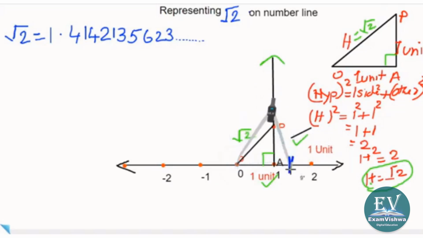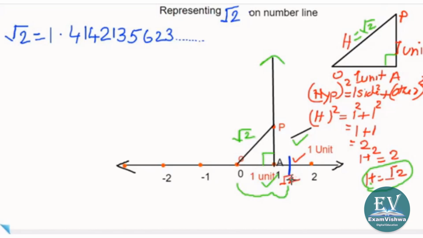And now I will mark √2 on number line. Very good, I marked √2 on number line. My work with the compass is done. So √2 is marked on number line. This length is equal to √2. This is equal to √2 from O to A. That length is equal to √2. That length is now √2. So I marked √2 on number line, and I will write here √2.